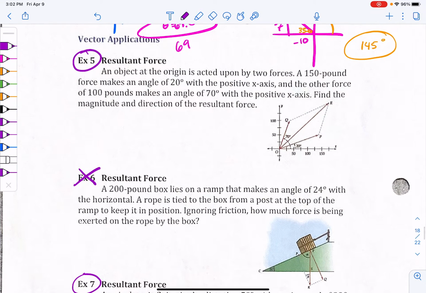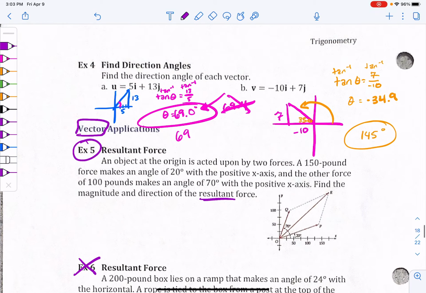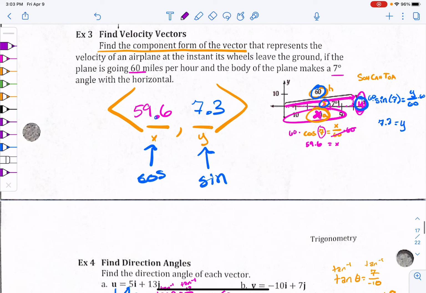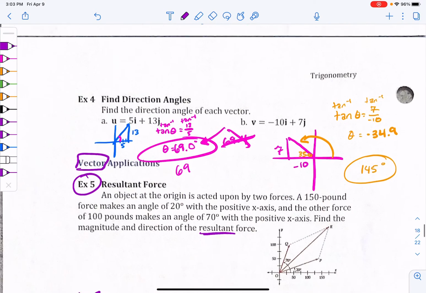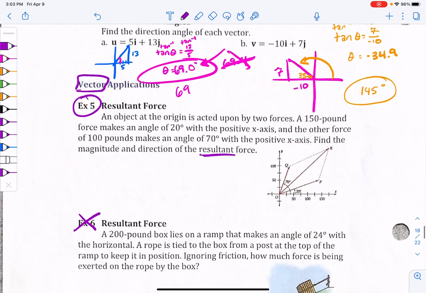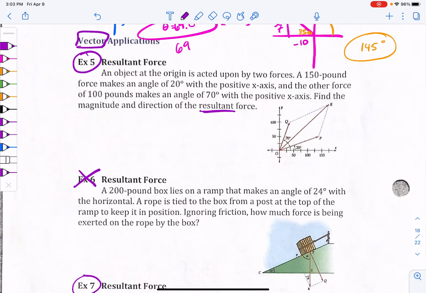So, example 5: we are taking two vectors and putting them together to find what's called a resultant force, or a resultant vector. Remember what we did up here, where we used tangent to find the direction, and used sine and cosine to find component form. So we're going to combine those things together to find the resultant force.